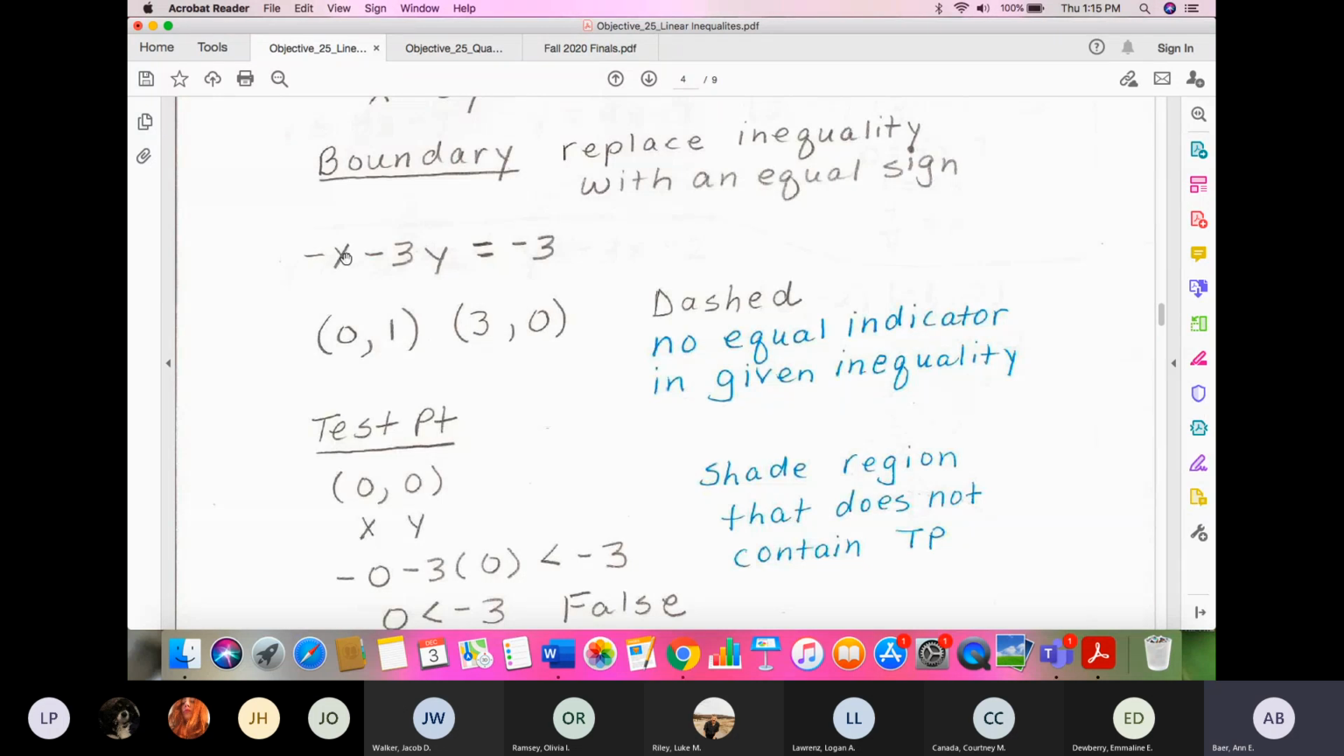Negative of 0 is still 0. We can cover this up. And then we're just looking at -3y equals -3. If we divide both sides now by -3, we get -3y divided by -3, which is just 1y, which is y. If we divide the other side, -3 by -3, we just get 1. So we get y equals 1, and hence the 1 in the y position.